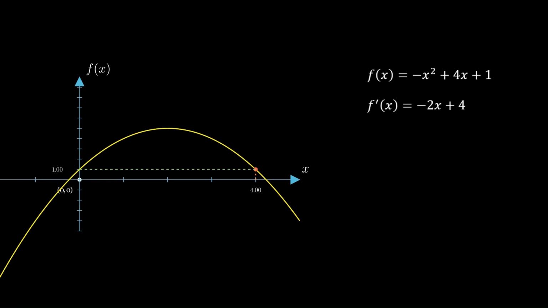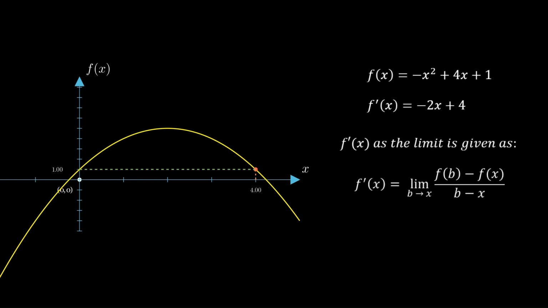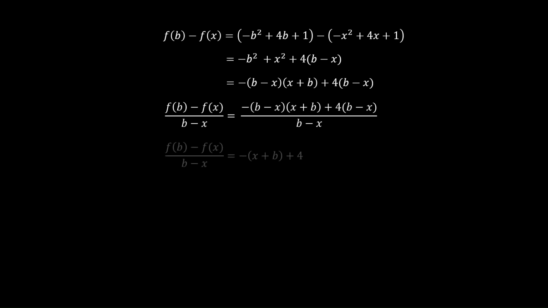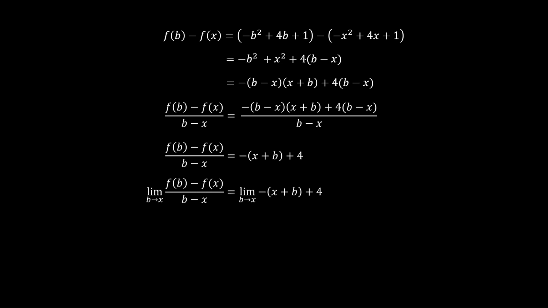For now, we rely solely on the definition of f dash of x as the limit, which is equal to the limit as b tends to x of f of b minus f of x divided by b minus x. Let's see how it works. First, evaluate f of b minus f of x, which after a little bit of simplification is equal to this expression. Dividing this expression by b minus x gives us this expression. And at last we apply the limit on both sides. We get the derivative of f of x equals -2x plus 4.